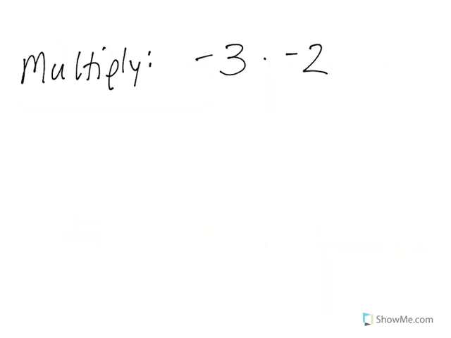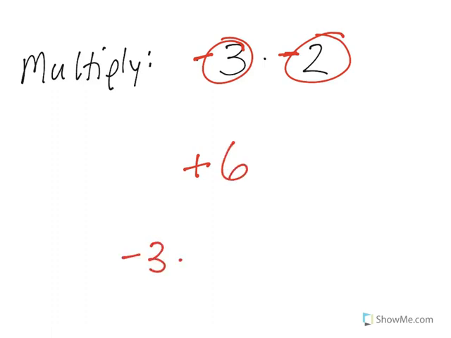So looking at these problems, multiply negative 3 times negative 2. So first things first, I have a negative and a negative. So I know my answer is going to be positive. And then I just say, well, what is 3 times 2? Well, that is 6. So negative 3 times negative 2 equals a positive 6.